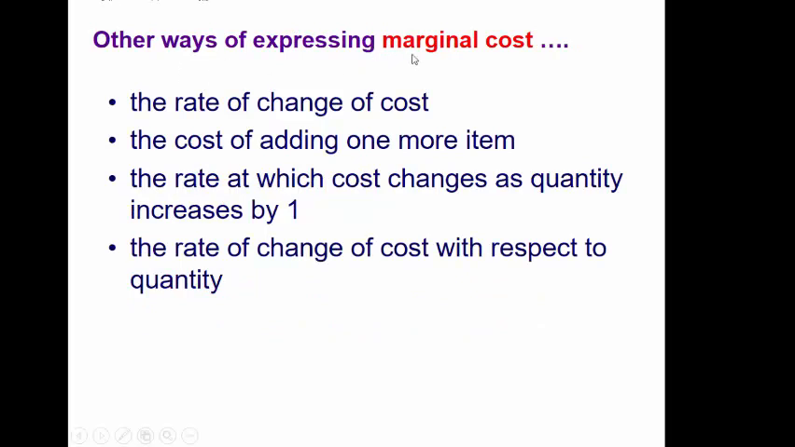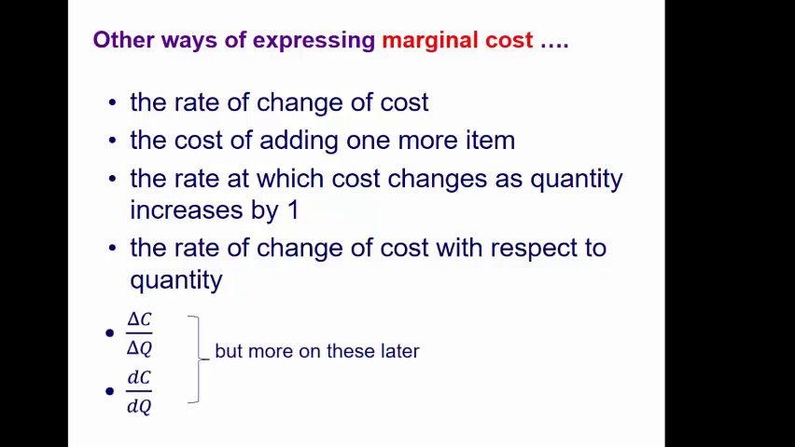So there's lots of ways of saying marginal cost. Here's just some different ways of expressing it, just different use of language. It might be expressed as the rate of change of cost, the cost of adding one more item, the rate at which cost changes as quantity increases by 1, that's a pretty good definition. The rate of change of cost with respect to quantity, that's a sort of differentiation way of expressing it. But they all mean the same thing. And here's a couple more, but we're not going to look at those in this video.